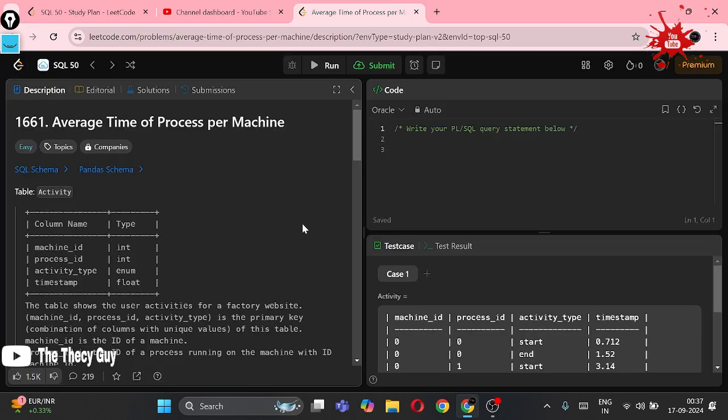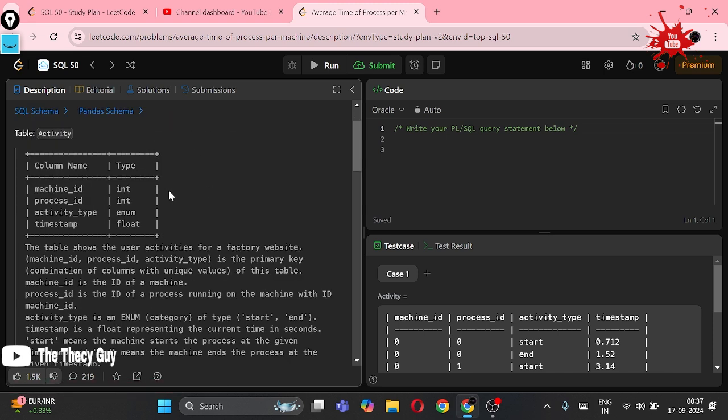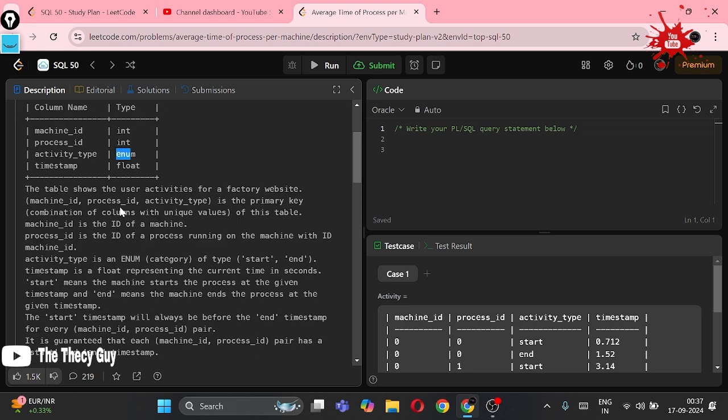Coming to the problem itself, here the problem is average time of process per machine. The table name is Activity, and the columns are machine ID, process ID, activity type, which is an enum, meaning it takes only two or three fixed words, and timestamp, which is a float.